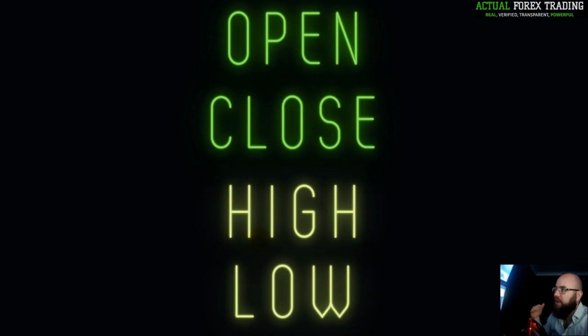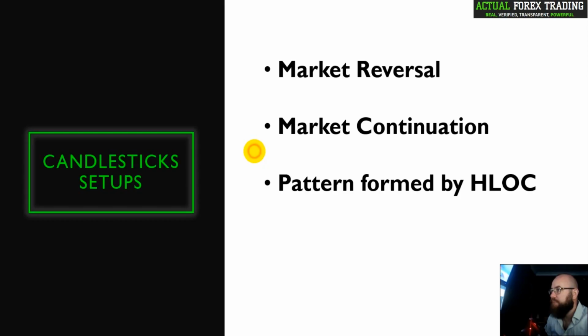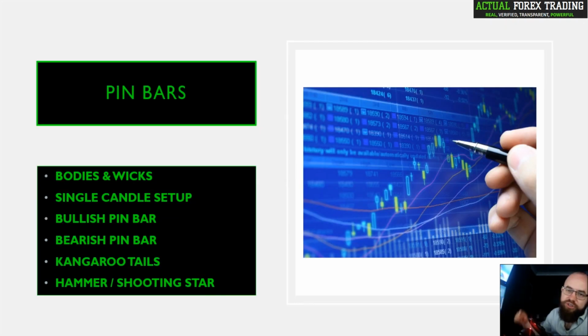Okay, a quick reminder, these Japanese candlesticks are formed by the open and the close, which form the candle body, and the high and low, which form the candle wicks. Candlestick setups can show market reversal or market continuation. All this was covered in the previous video. If you've joined here, then go back and watch the previous video, or even better, just go to the beginning of this series. So, pin bars.